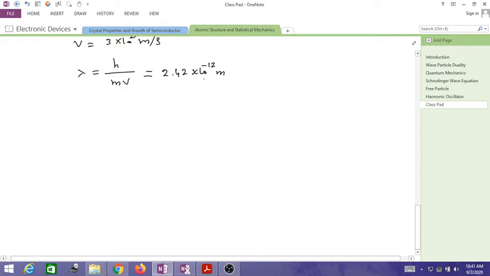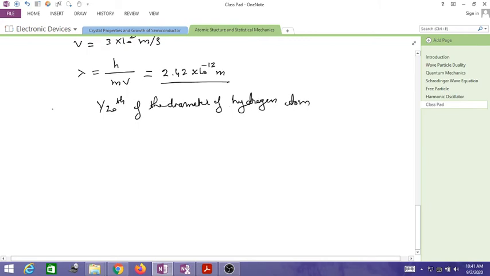If you look at this solution, the wavelength is so small when compared to the diameter of the hydrogen atom. It is about 1/20th of the diameter of a hydrogen atom.